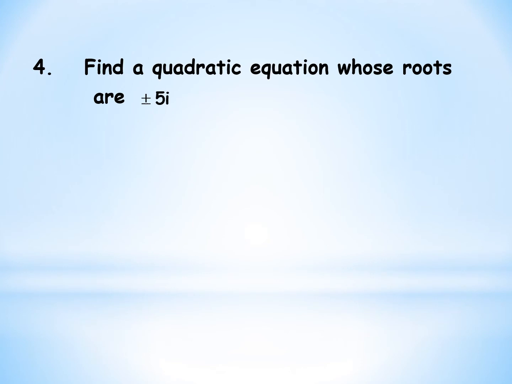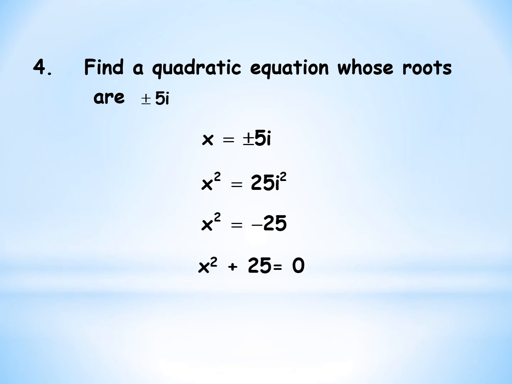All right. Find a quadratic equation whose roots are plus or minus 5i. The fact that it has an i in the answer here doesn't change our process at all. We'll say x equals plus or minus 5i. The plus or minus came from square rooting, so I'm going to square. When I square this, I'm going to get 25i squared, but remember that i squared is -1. So this will become x squared equals -25, and I'm going to add the 25 and set it equal to 0.